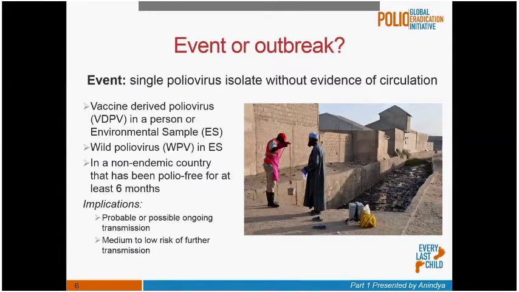On slide 6, at every wild or vaccine-derived poliovirus confirmation, we have to ascertain whether this is just an event, that means not associated with circulation, or this is an outbreak, which means that this virus is associated with circulation, person-to-person spread. Now, there are certain broad parameters. Of course, the final call is taken on a case-to-case basis, but to understand whether it's an event or an outbreak, let us first try to define what an event is.